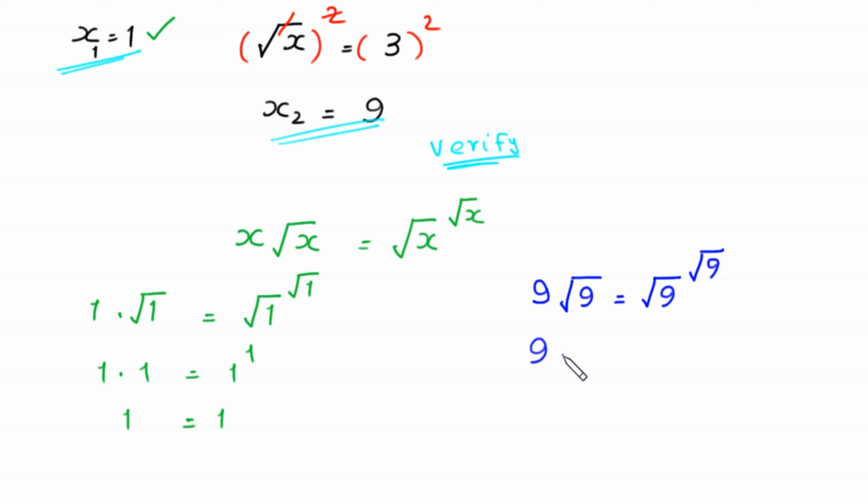Next, 9 times square root of 9 is 3, is equal to square root of 9 is 3 to the power square root of 9 is 3. And 9 times 3 is 27, is equal to 3 to the power 3, which is 27. You can see that left hand side is equal to the right hand side. So it is proved that this second value of x, 9, is a valid solution. So these are the two solutions of this equation.